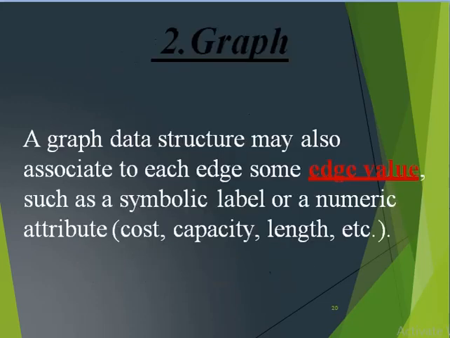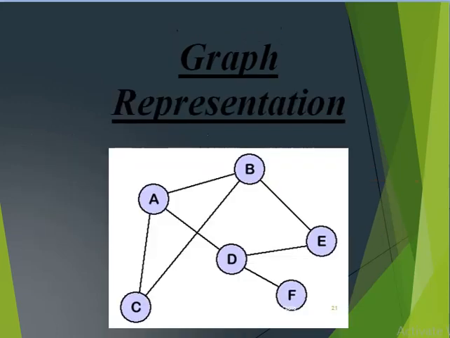The next is the graph. A graph data structure may also be associated with an edge value for each edge, such as a symbolic label or numerical attribute. It may be cost, capacity, length, etc. This is the pictorial representation of the graph.